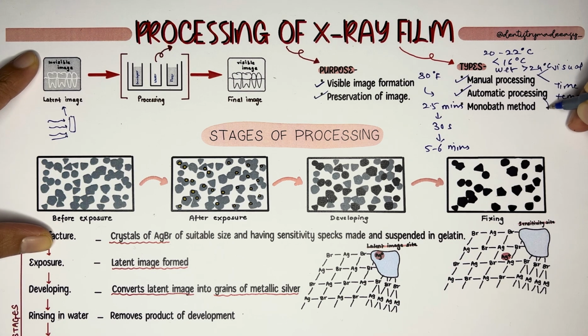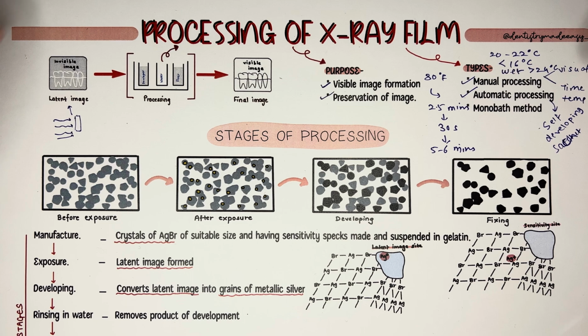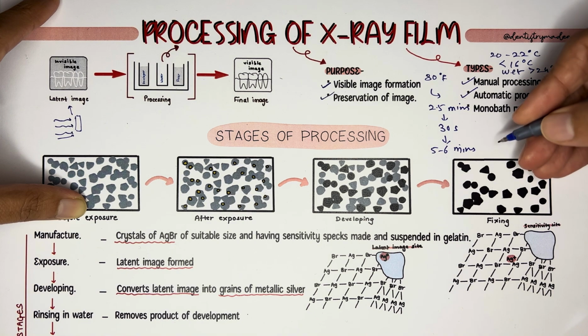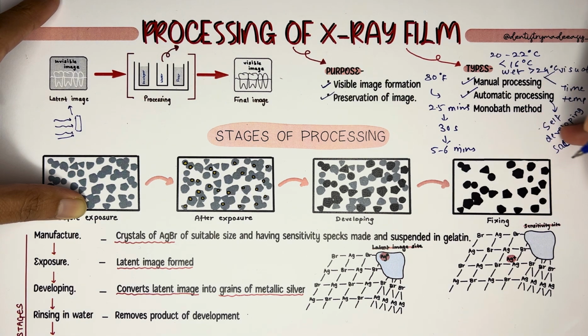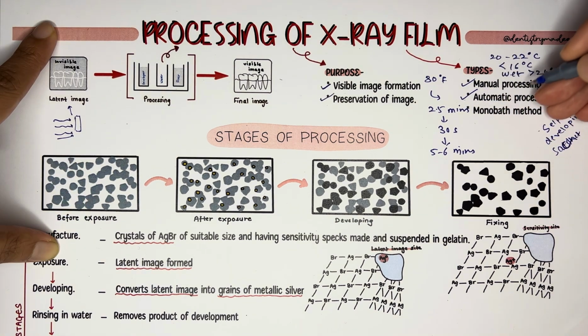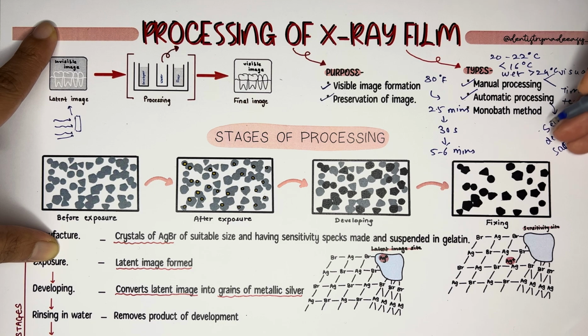Now in this automatic processing, there's also a subtype which is known as self-developing film. So basically this self-developing film is a sachet that itself contains the developer and the fixer, and you're going to develop it on that particular film packet itself. So you don't need a processing unit for the processing of the self-developing film.